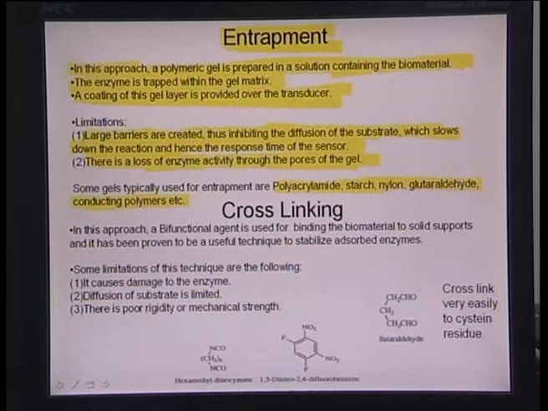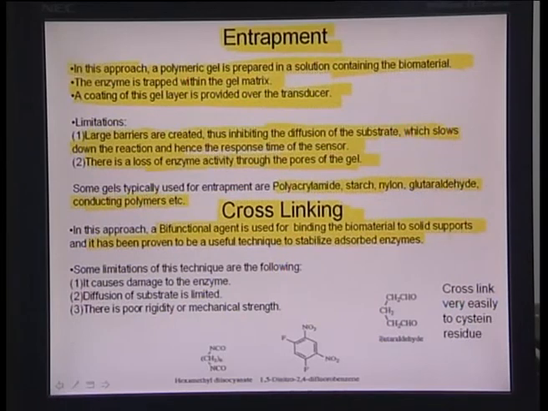Okay. The other technique which is important to be understood is cross-linking. This is an approach essentially where a biological moiety is bound to a biosensor with a crosslinker molecule. So you have some kind of a ligand molecule which is on one side bonded to the biological entity and on another side bonded to the particular surface in question. We call this kind of crosslinker molecule a bifunctional agent, and it's used for binding the biomaterial to solid supports. It has of course proven to be a very useful technique, particularly to stabilize the adsorbed enzymes.